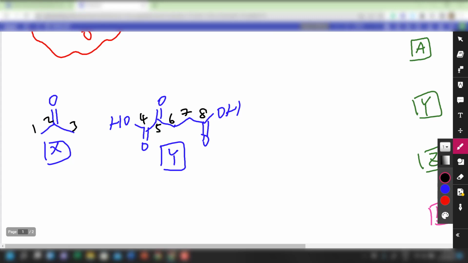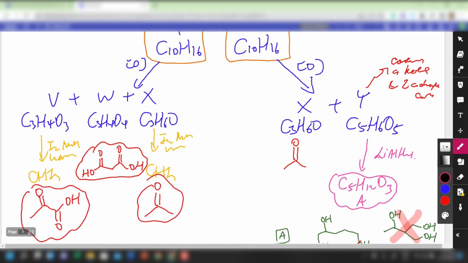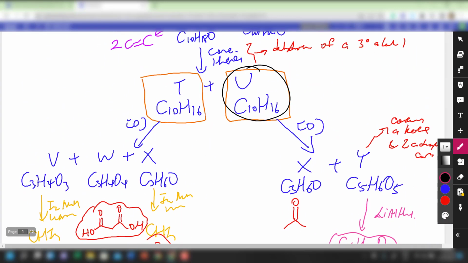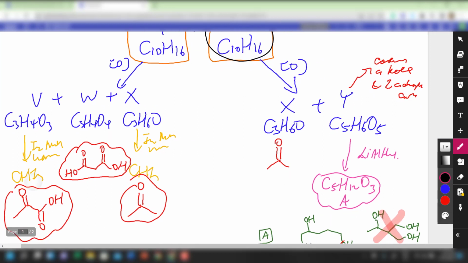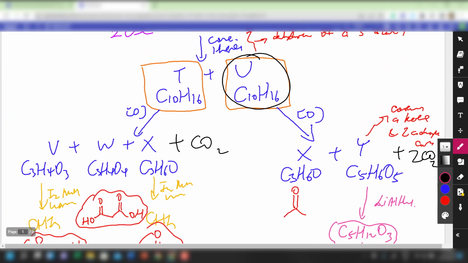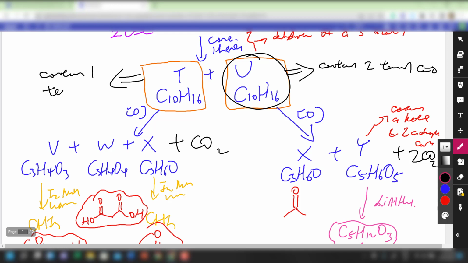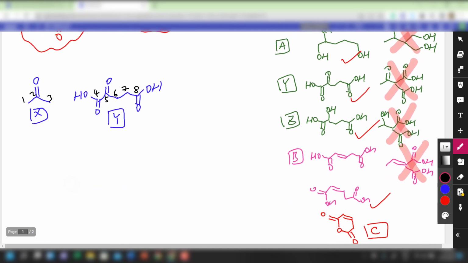Okay, remember that U after oxidative cleavage, right? That's U. After oxidative cleavage, it gives us X and Y, and then of course plus 2 CO2, which I did not write earlier on. And then earlier on for T will be plus CO2. Okay, so that means that T contains 1 terminal alkene, and sorry, U contains 2 terminal alkenes. Yeah, so these are very important information.